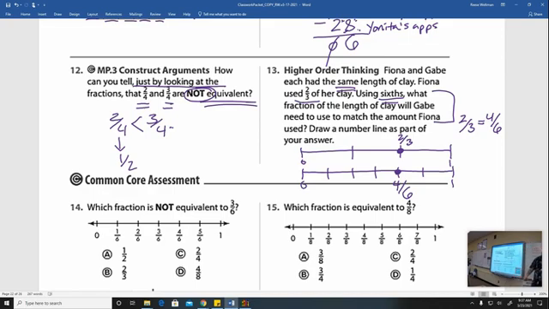Do we have a common factor? What is it? It's 2. 2 times 2 equals 4. 3 times 2 equals 6. Or the other way around, if we were trying to go from 4/6 and simplify down to 2/3, we could say 4 divided by 2 equals 2, and 6 divided by 2 equals 3. Right? So you can always double check.